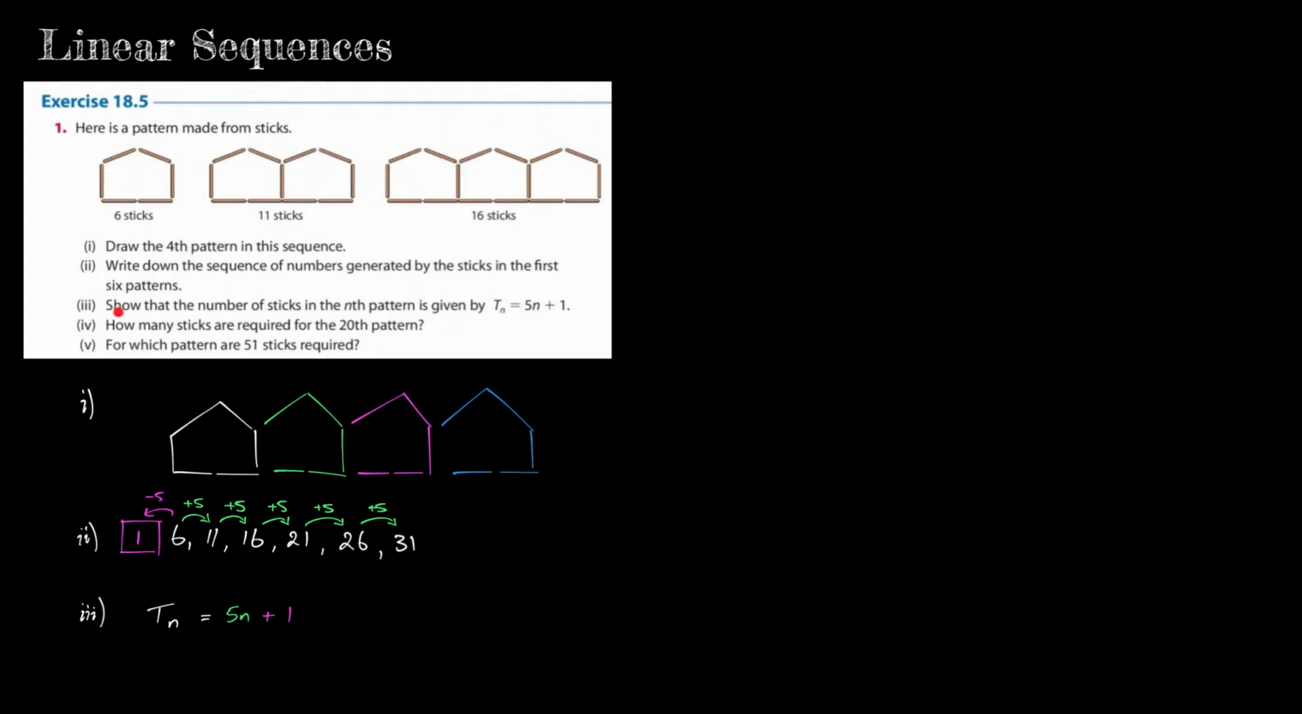So they said show that the number of sticks is given by t of n is equal to 5n plus 1, and we've got it there, 5n plus 1. 5n because that's the common difference, plus 1 because we're adding 1. Okay, how many sticks are required for the 20th pattern? So the number of sticks required for the 20th pattern, we'll just look at that now. So t of 20 is what they're looking for.